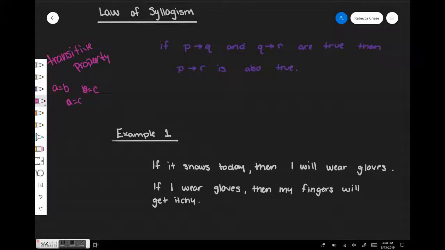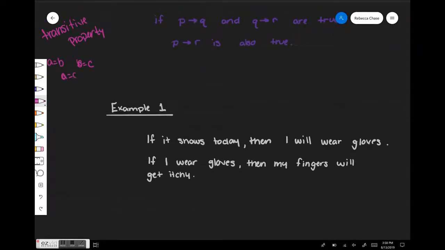So it's really confusing if you just try to put it in words, but if you look at the first example, all right, if it snows today, then I will wear gloves. If I wear gloves, then my fingers will get itchy. Using the law of syllogism, what we're looking for, if you look at how this is set up, the first one should end with the same thing the second starts with. All right, so that Q is the same thing. So I look, if it snows, then I will wear gloves. That's what that ends with. So the second one has to start with if I wear gloves.